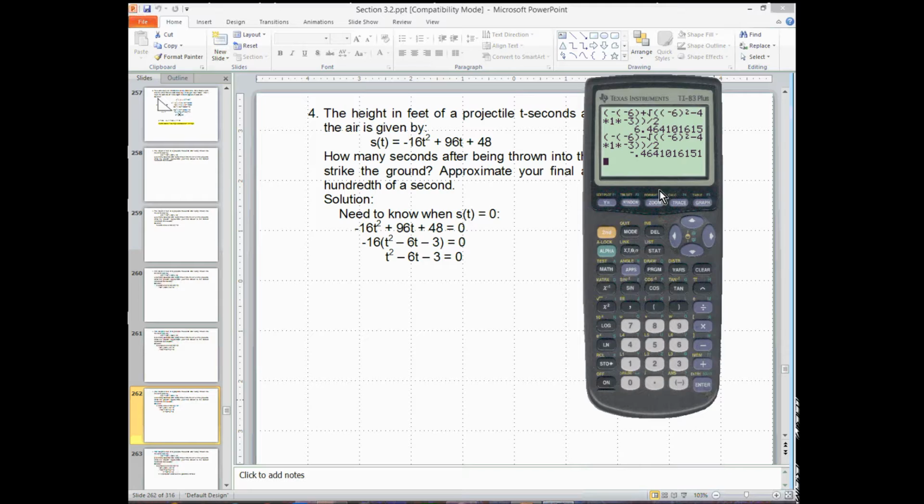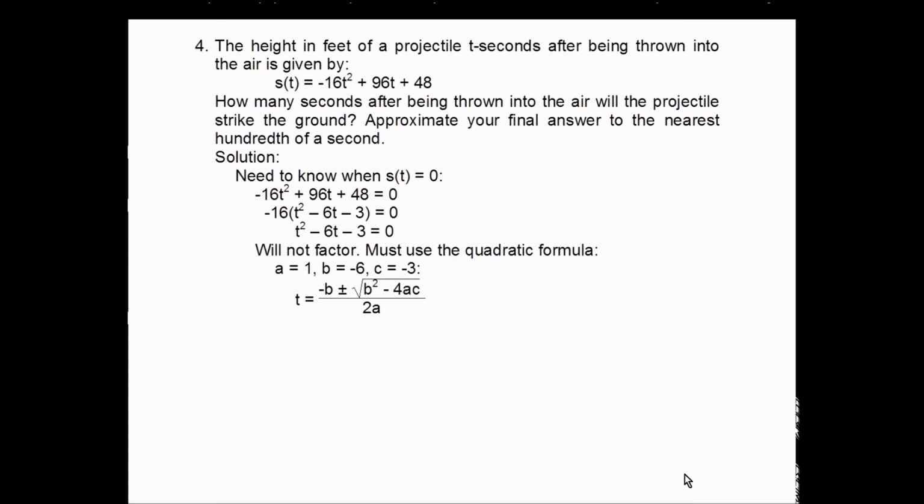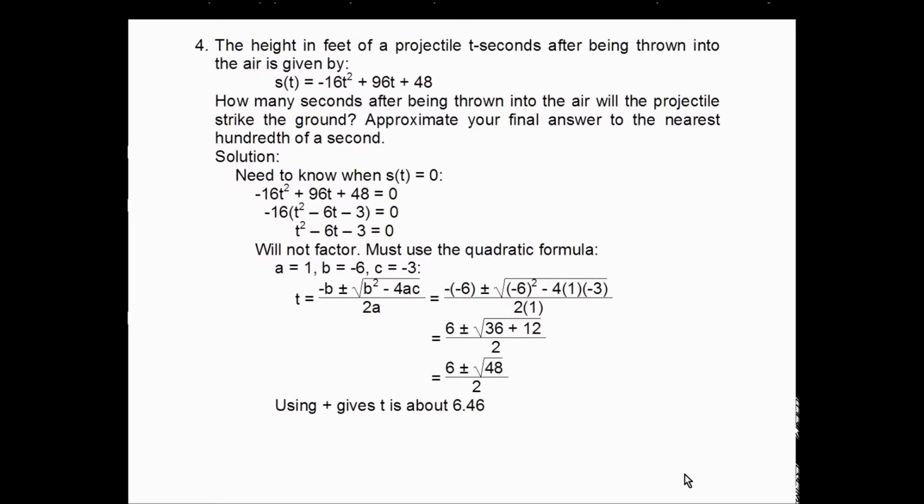Okay, I get negative time. It's like you struck the ground before you threw it up. Well, that doesn't make any sense. So I'm getting 6.46 and negative 0.46 from the quadratic formula. So again, there's all the nasty work for it. So again, we reject the negative time. So about 6.46 seconds after you throw it into the air, it strikes the ground.